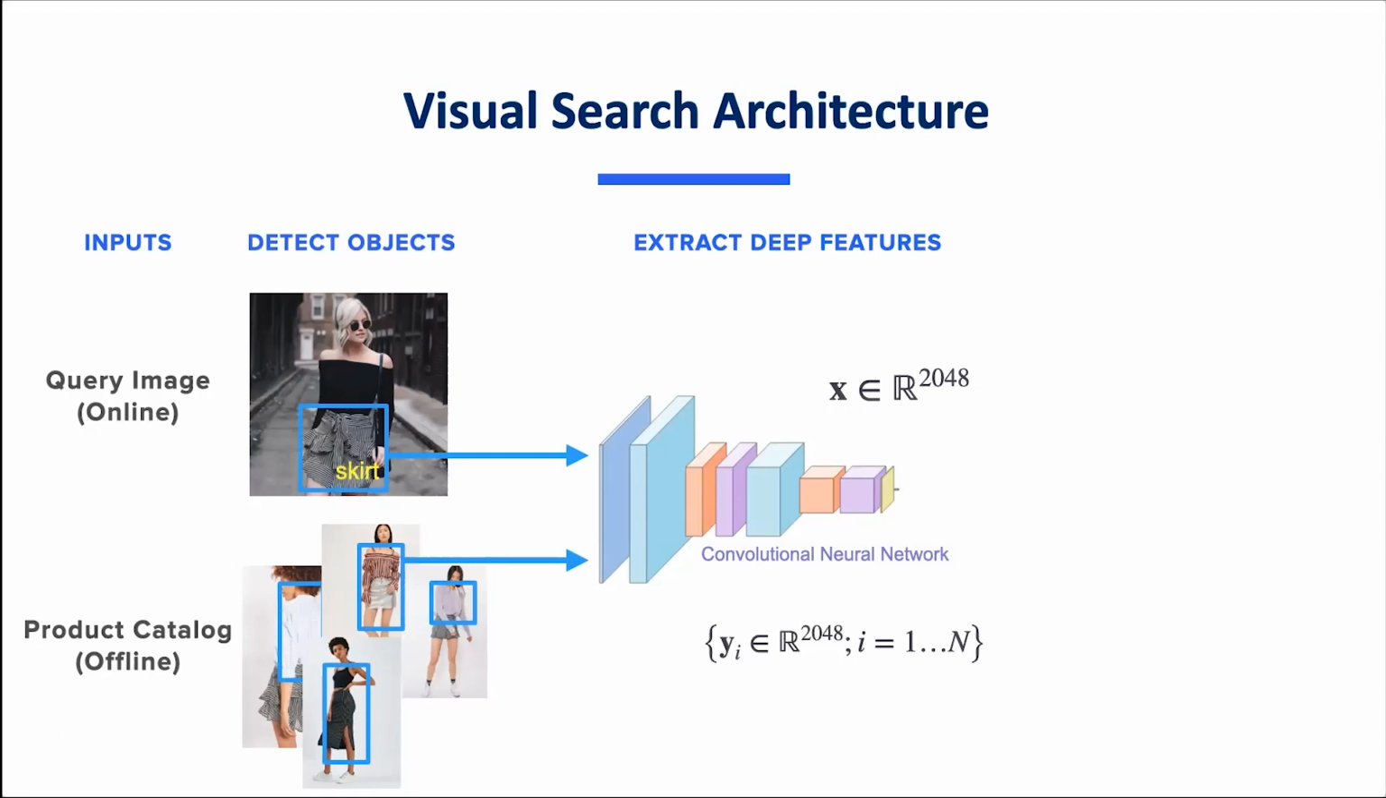So we get a feature x for our query, which is a vector of real numbers, 2048 of them, and a bunch of features y_i, one for each image in our catalog data set. And finally, we find the matching images by looking for the catalog feature vector, y_i, that is closest to the query vector, x. And this entire talk is about the last step. How do we do that?